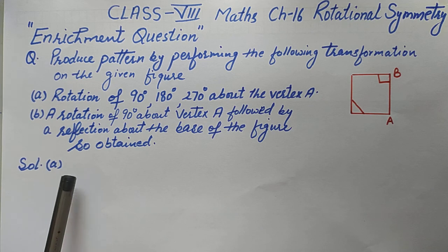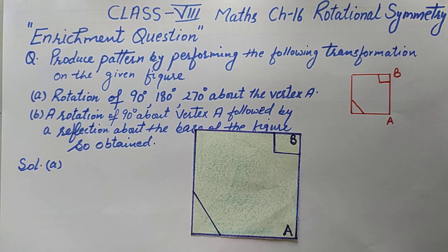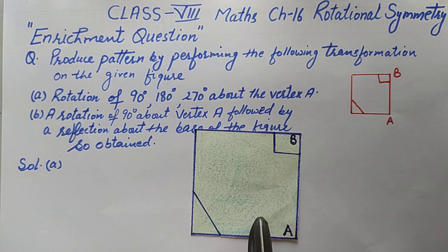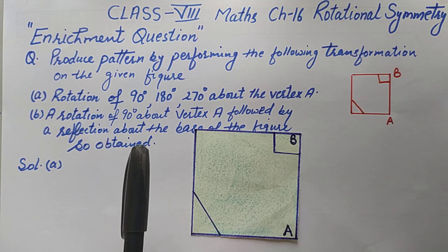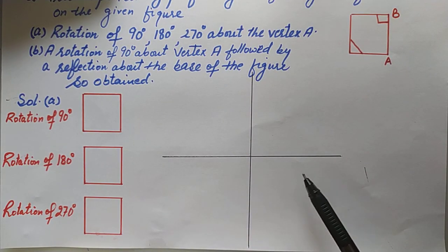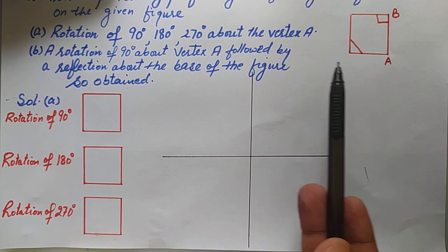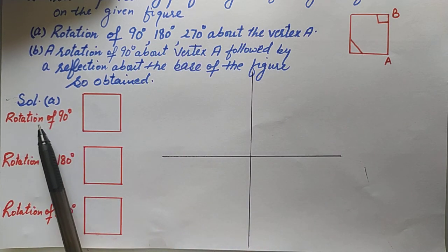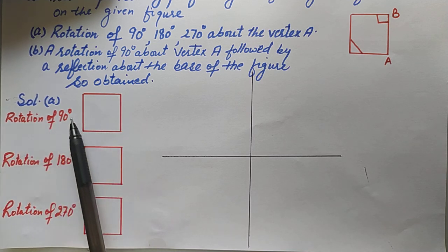We will draw this figure here. So let's start. I made a similar figure to the figure given here. Now I'll keep this figure here and I'll rotate it first about 90 degrees, then 180 degrees, then 270 degrees. Now I have drawn these axes also, and I'll rotate this figure by 90 degrees, 180 degrees and 270 degrees. So here I have made this figure rotated by 90 degrees.